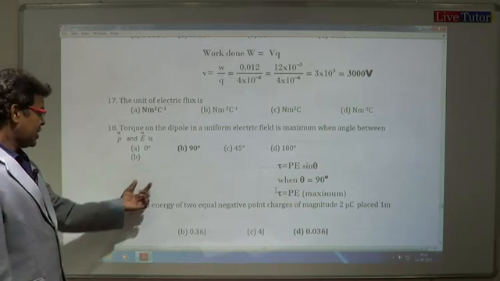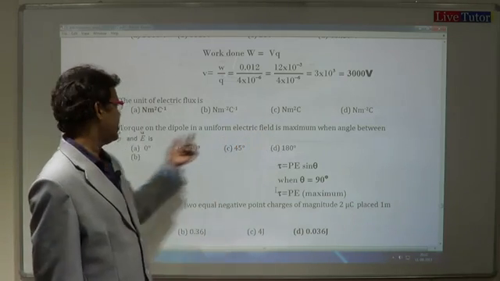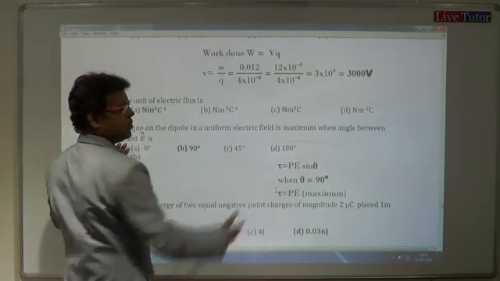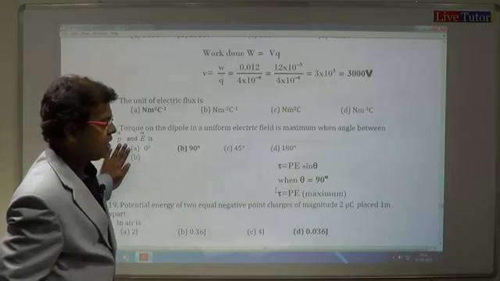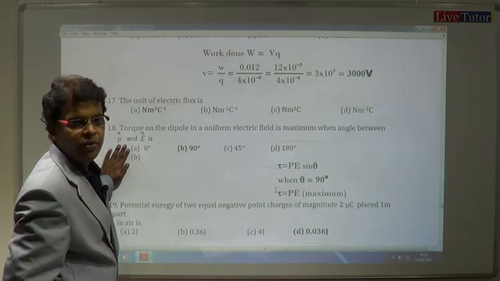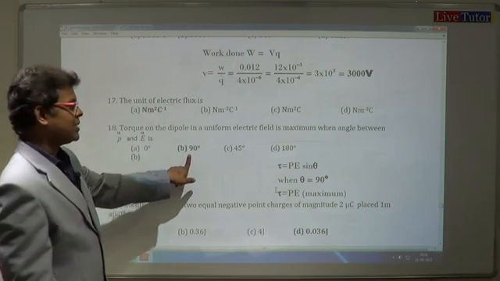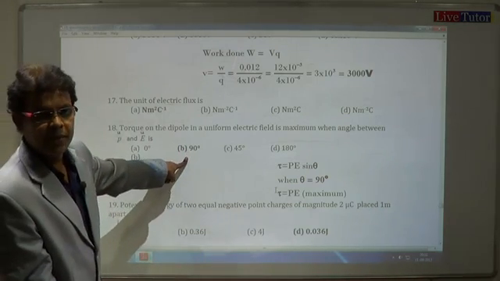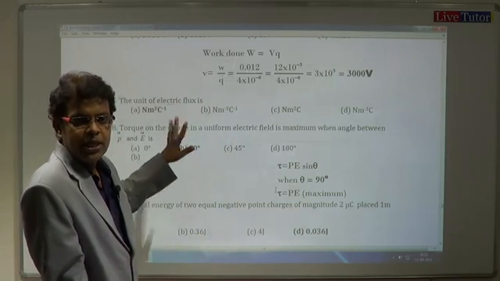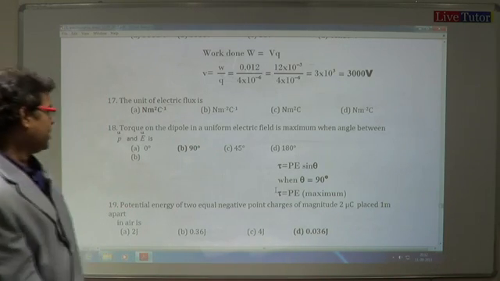We'll complete up to the 20th question and then we'll wind off. 18th one. Torque on the dipole in a uniform electric field is maximum when the angle between P and E is. Just now we have seen that tau is equal to P E sin theta. Here, if theta is 0, what will happen to sin theta? Tau will become 0. If theta is 90 only, sin 90 is 1. So tau will become PE. So it will be maximum only when the angle is 90 degrees. Remember this point. Tau will be maximum when it is 90. It will be 0 when theta is 0, that is, when the dipole is parallel.